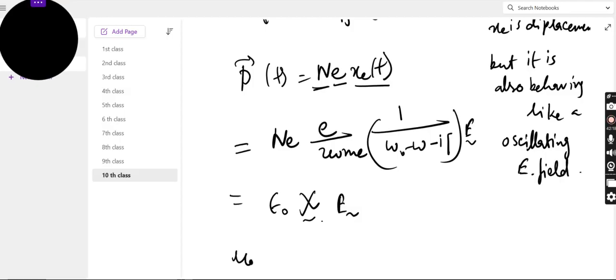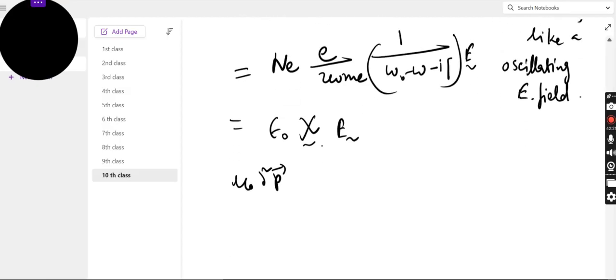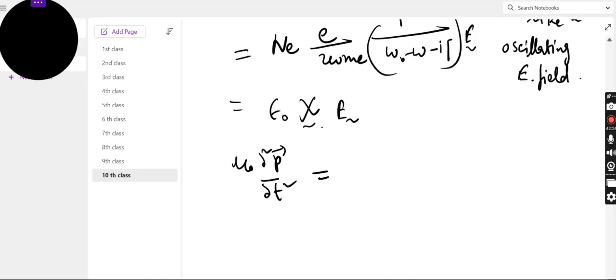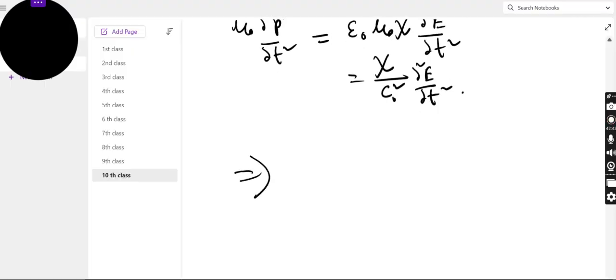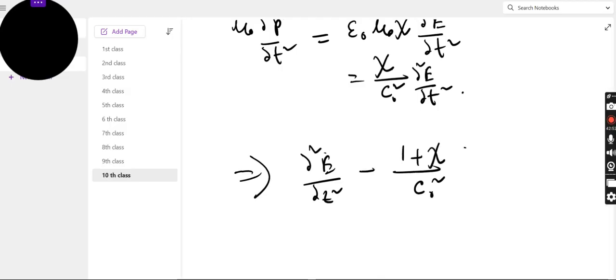So now we can write mu 0 del square P by del t square is equal to mu naught epsilon naught chi del square E by del t square, which is chi over c naught square del square E by del t square. So the equation became del square E by del z square minus (1 plus chi) over c naught square del square E by del t square is equal to 0.